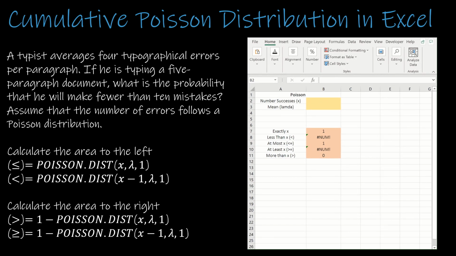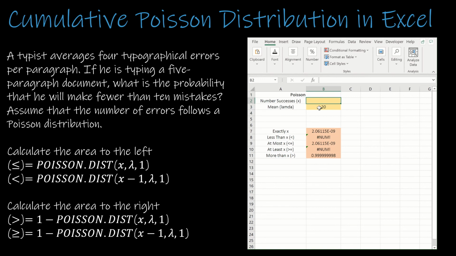This last question is for you to try on your own. So if you would, press pause, try this question, and then when you're done, press play to see how you did. So we have a typist averaging 4 errors per paragraph if he is typing a 5-paragraph document. So let's stop right there. 4 per paragraph and 5-paragraph document. So how many errors do we expect this typist to make? Well, 4 times 5 would be our lambda. So you can either just type in 20 or you can type 4 times 5.